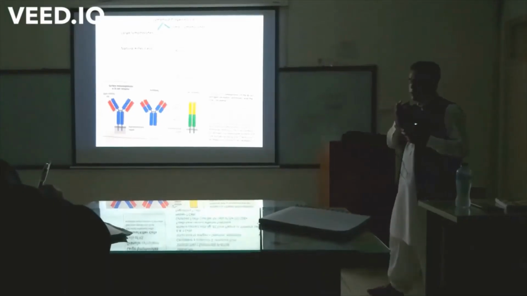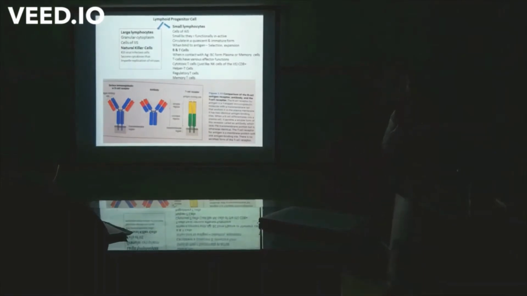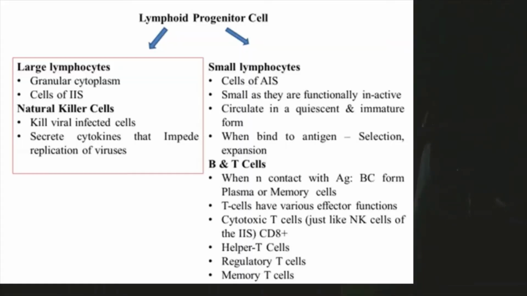We were discussing the origin of different cells, particularly the lymphocytes which come out of the lymphocyte progenitor cells in the bone marrow. And I told you that the lymphocyte progenitor cell is going to give rise to two different types of cells. One type are the small lymphocytes, and the second type are the large lymphocyte cells.